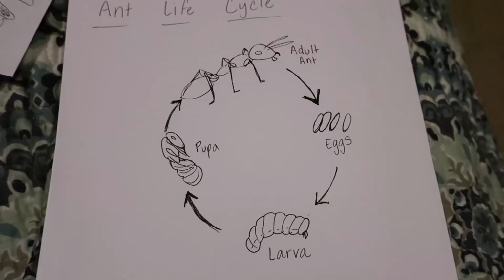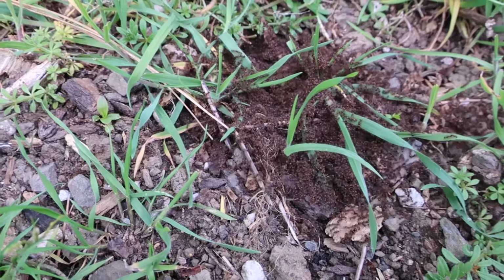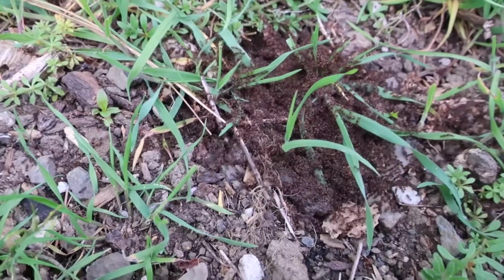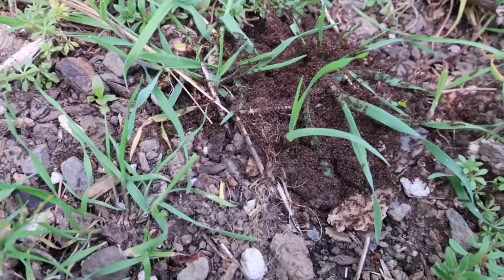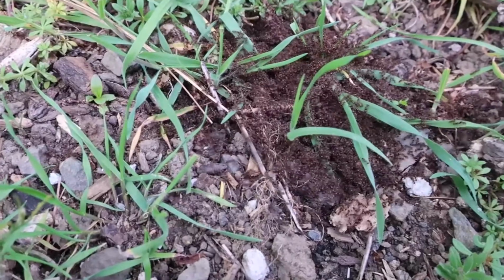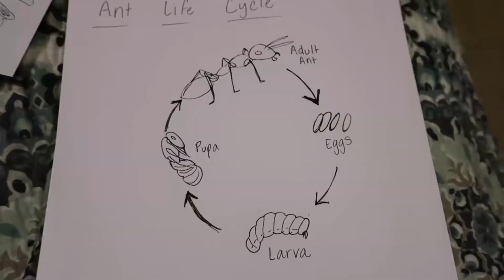Ant life cycles are actually very interesting. The queens are the only ones who are laying eggs in the colony, and so they have a very big job to do to create an entire city just on their own. They do have a lot of help from everybody else, but they are the ones who are laying the eggs. And ants go through many stages in their life cycles.